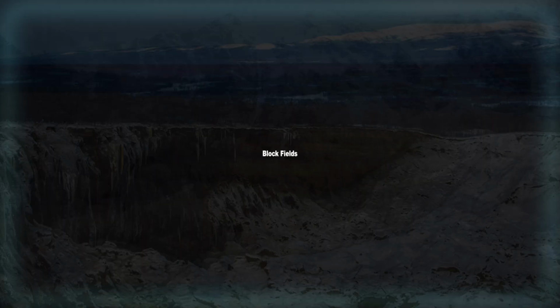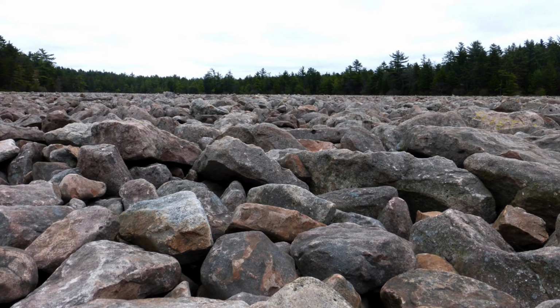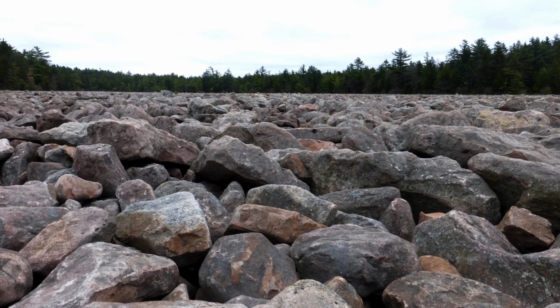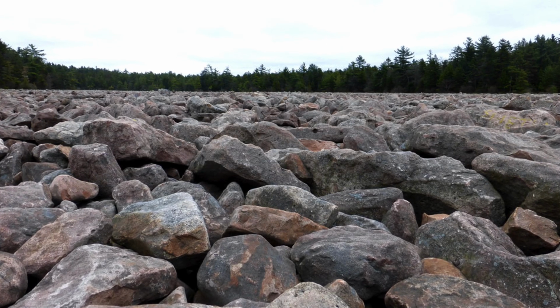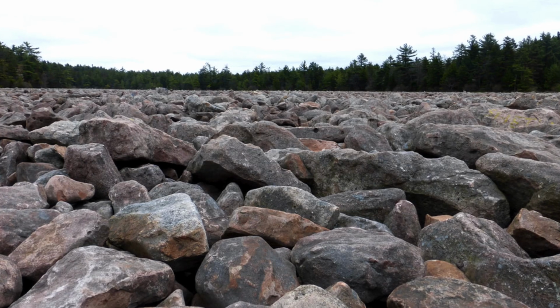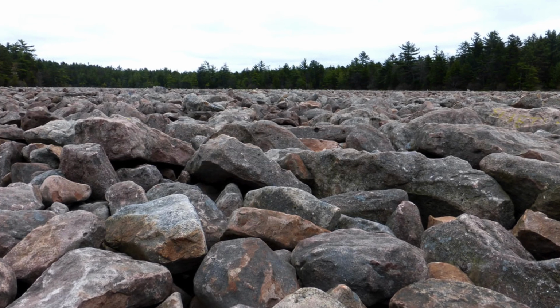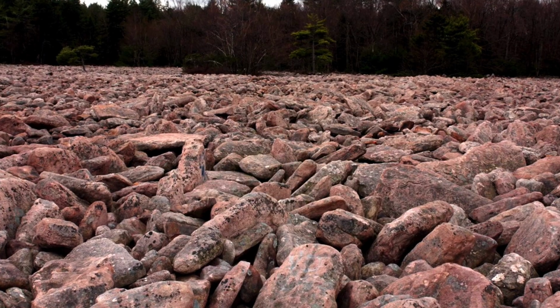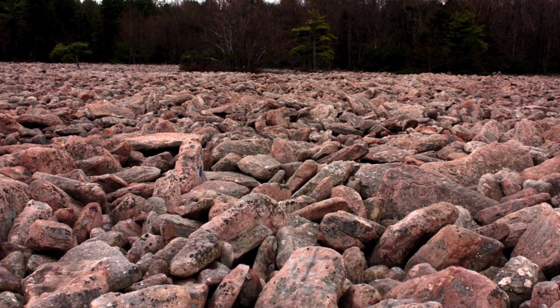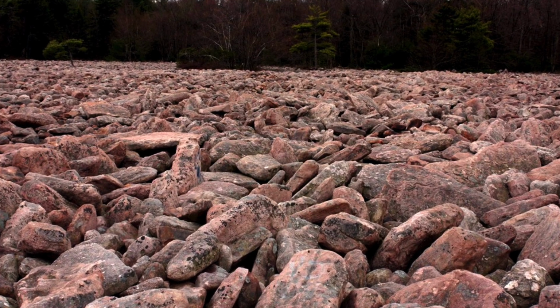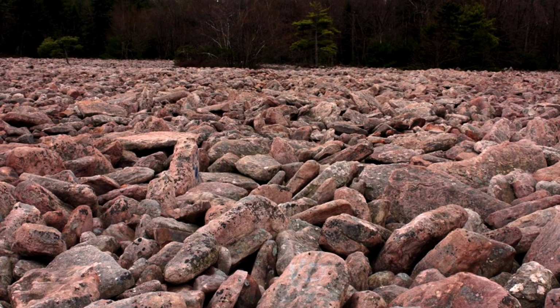Block fields. They are also known as Felsenmeer in German, are created when blocks disintegrate, usually by frost action, that is congelifraction. The high mountain or plateau is surrounded by a continuous spread of broken angular rock fragments of larger dimensions. On steep slopes beyond a certain critical angle, the blocks have a tendency to slide down the mountain side.